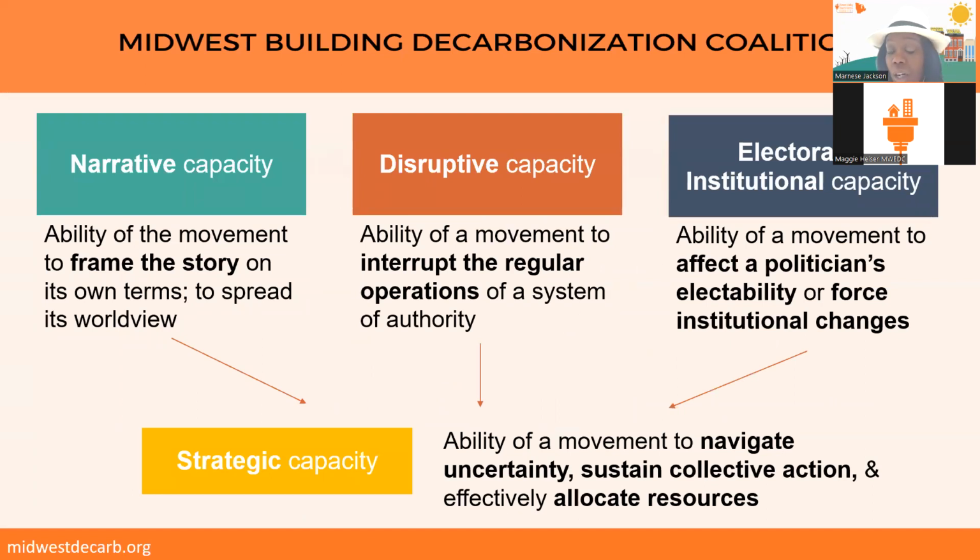Okay. So when you're understanding your strategic capacity, there are three critical areas for a successful social movement. Narrative capacity is our ability to write stories in a way that shapes and shifts social norms, rules, and our larger understanding of what is possible. Disruptive capacity is our ability to interrupt the regular operations of the systems of authority so they are forced to confront our movements and meet demands. And electoral or institutional capacity is the ability to affect a politician's electability or force institutional changes. And I believe that's what Sunrise did, these three areas. And through building each of these capacities, we are credibly a threat to the decision makers.